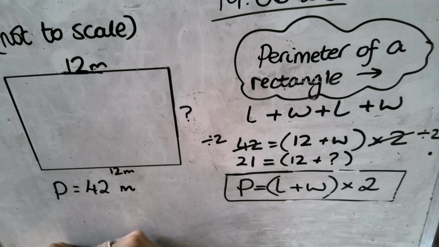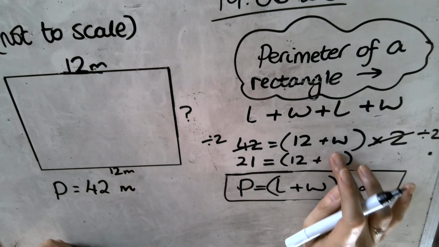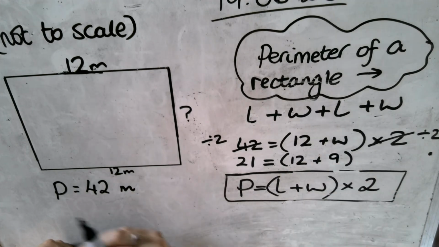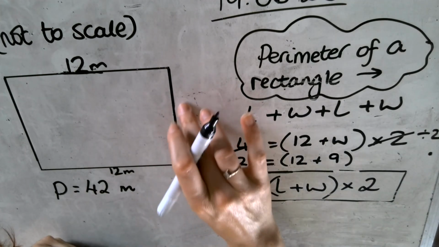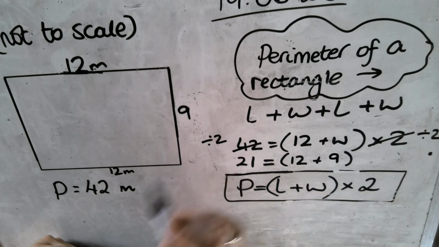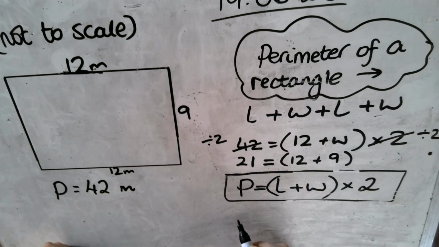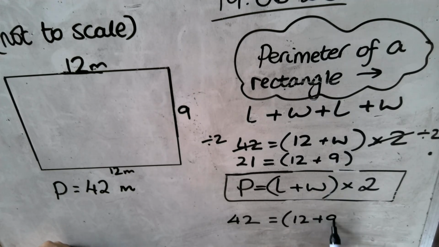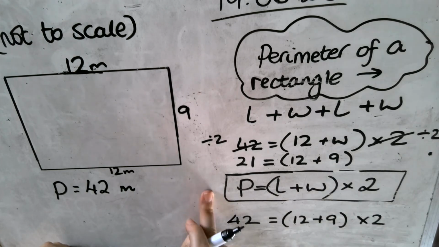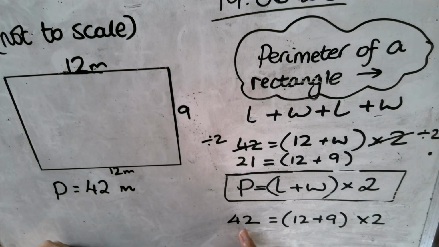So 12 add something is 21. What is the difference between 12 and 21? Well done, it's 9. So actually now we can replace this with a 9. So let's see if this is right. I think if my perimeter is 42, I think if I did 12 plus 9 times 2, which is the same as the formula I asked you to write down at the beginning, I've got it right.